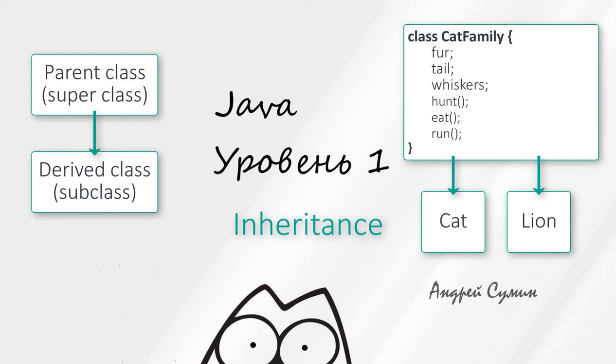So here, the Felidae is a superclass, whereas the cat and the lion are derived from it, and are its subclasses. Both cats and lions have all the features of the Felidae and all the methods of the superclass, but they can be implemented differently. Let's present this all in the code.